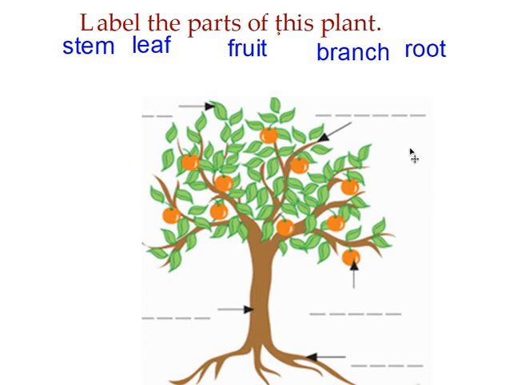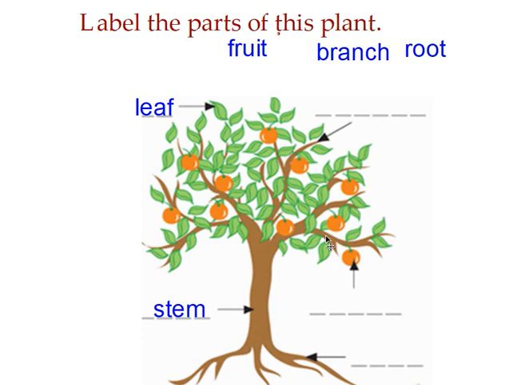Now let's try and remember what we have learned, if we can identify the parts of this plant. When you look at this plant, where can we see the stem? Yes, here is the stem. We can see the stem over here. We can also locate the leaves here. So here is the leaf.